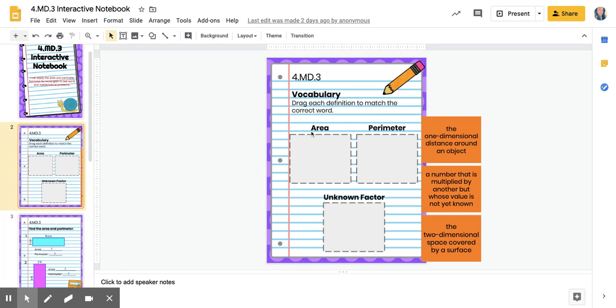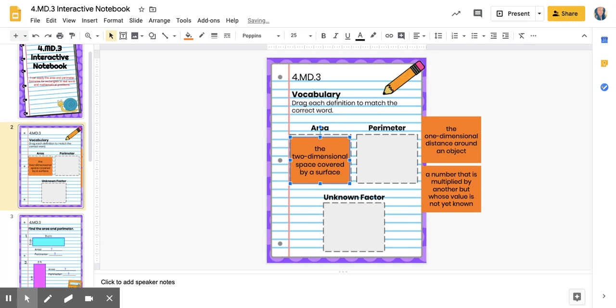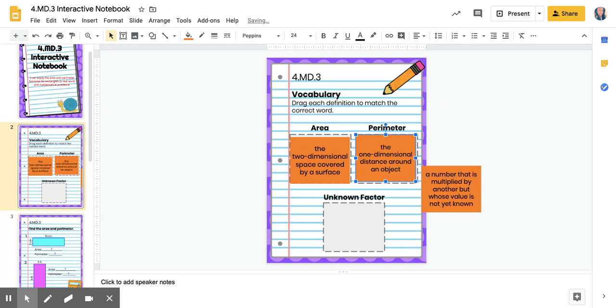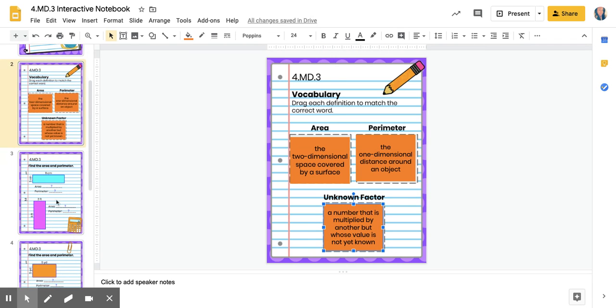The three vocabulary words are area, perimeter, and unknown factor. The definition for area is the dimensional space covered by a surface. So remember I told you guys that area is a carpet. Perimeter is the dimensional distance around an object, which is like a fence. An unknown factor is a number that's multiplied by another, but whose value is not yet known. That's why it's unknown factor.